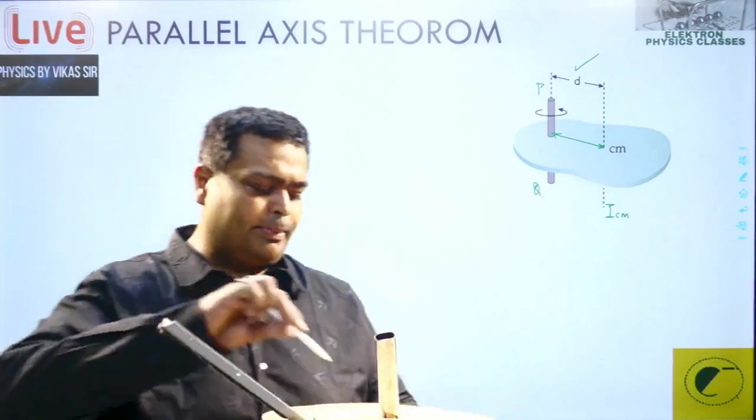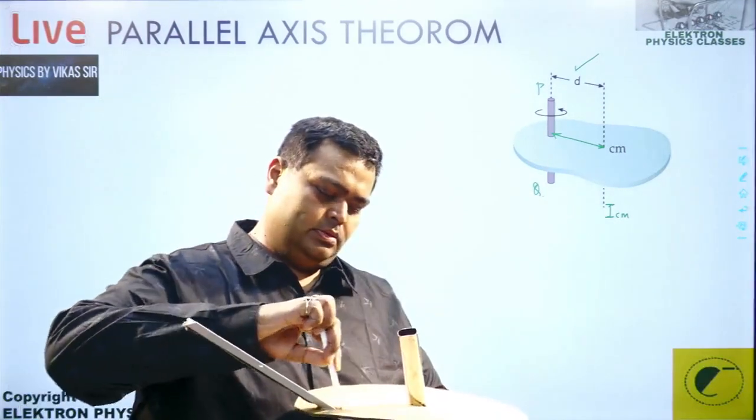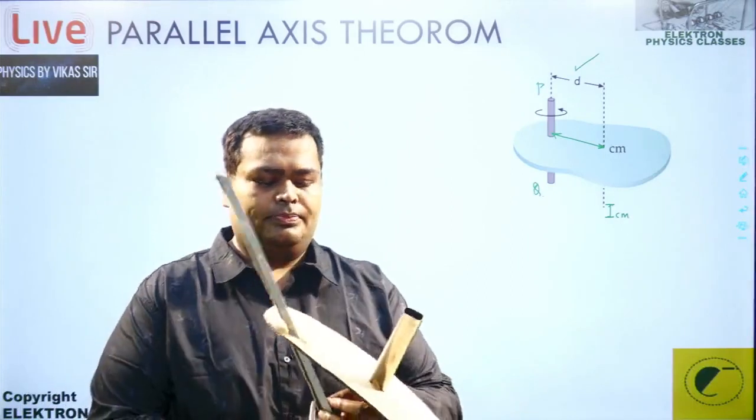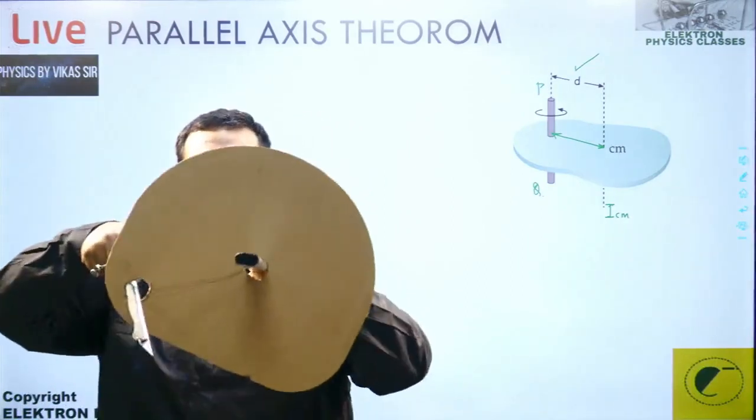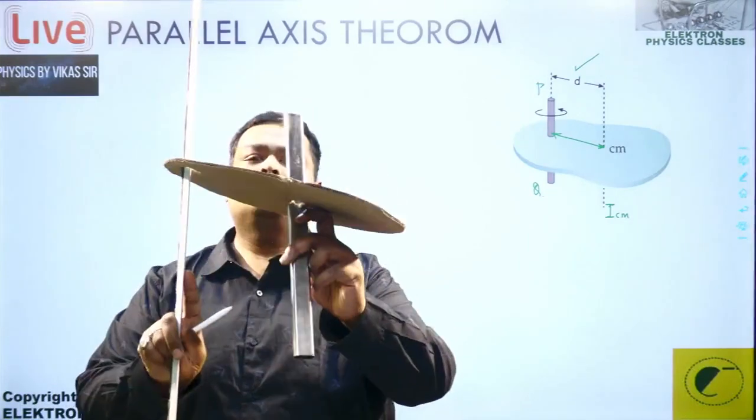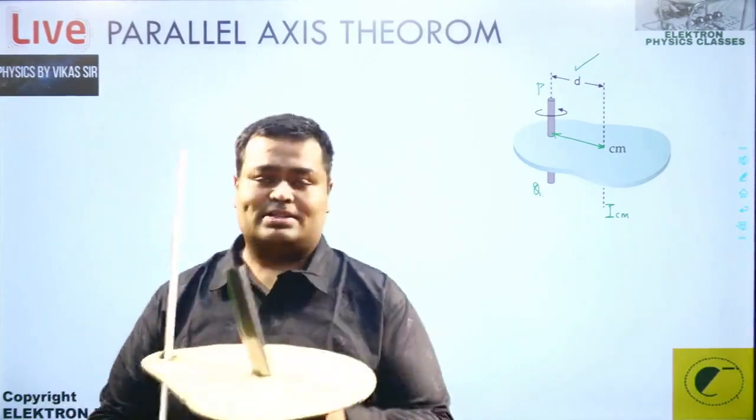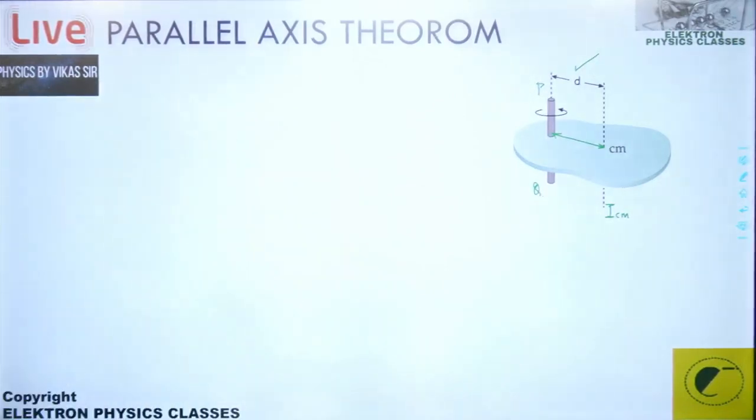So that perpendicular distance, I will show you. So you can see now. That's the line which I have drawn. That's the perpendicular distance between them. That's labeled as d over there. So they have to be two parallel axes. This condition has to be there for checking. Okay.